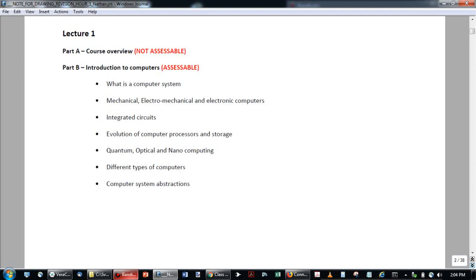Part B, Introduction to Computers, is accessible, and in that section we looked at what a computer system is. We looked at mechanical, electromechanical, and electronic computers, integrated circuits, evolution of computer processors and storage, quantum, optical, and nanocomputing, different types of computers, and computer system abstractions. Looking at the topics here, there really wasn't any process-based stuff. It was all descriptions of things, understanding, and a bit of history. So these would make good short answer questions, like what do we mean by nanocomputing, for example. You're not typically going to get a process-based question out of this type of content.